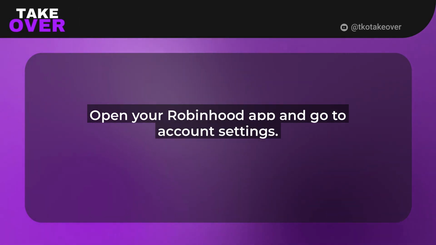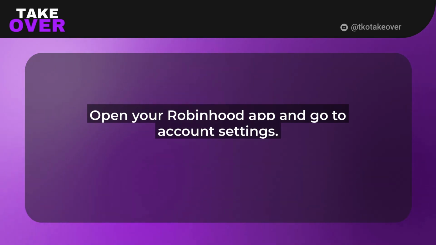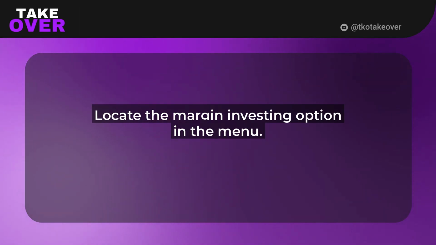To get started, make sure you have a Robinhood account set up and verified. Open the app and head to your account profile. It's usually in the bottom right corner. Tap on Account or Settings and look for the Investing or Margin Investing section. Here, you'll see an option to enable margin trading.